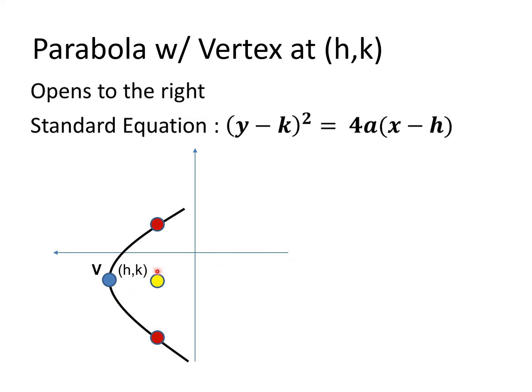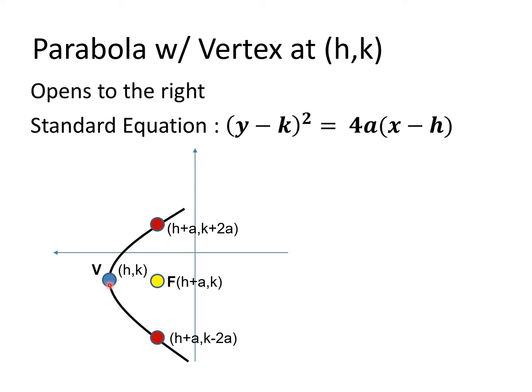So these are the standard equations of our parabola that opens to the right with vertex at hk. So you have y minus k squared equals 4a times the quantity x minus h. So here are the vertex and the focus and the two endpoints of the latus rectum. The concept is still the same.